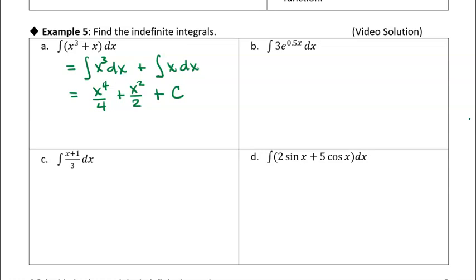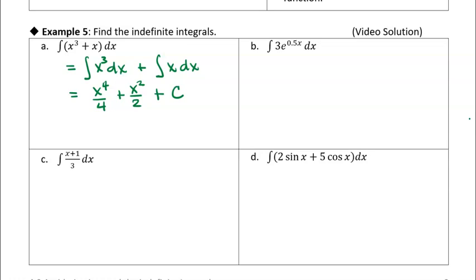All right. So we just broke it up into two integrals, although you don't need to do that. If you know that you're just going to add the antiderivatives, then you could bypass this step where I broke it up and wrote it as two integrals, and just find the antiderivative of each term in the integrand. Okay? All right, let's look at this next one.